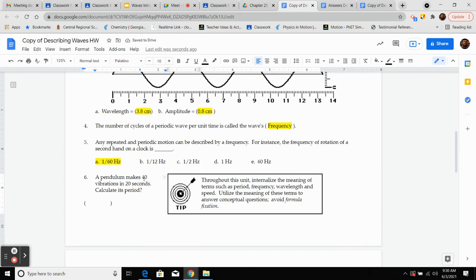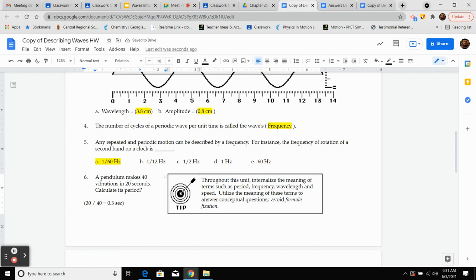Okay, a pendulum makes 40 vibrations in 20 seconds. How do we find the period? Period would be total time divided by the total number of vibrations. So how much time did it take? 20 seconds. 20 divided by 40, which is 0.5 seconds.